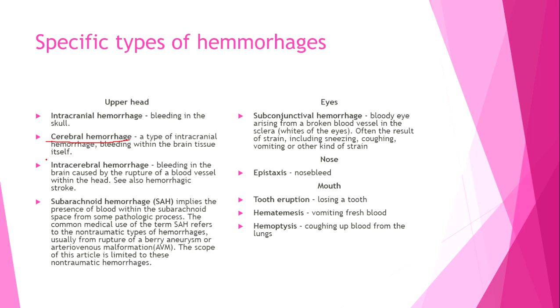Eyes. Subconjunctival hemorrhage, a bloody eye arising from broken blood vessels in the sclera, the whites of the eyes, often the result of strain, including sneezing, coughing, vomiting, or other kinds of strain. Nose. Epistaxis means nosebleed. Mouth. Tooth eruption, losing of a tooth. Hematemesis, vomiting with fresh blood. It's very important too. Hemoptysis, coughing up blood from the lungs.